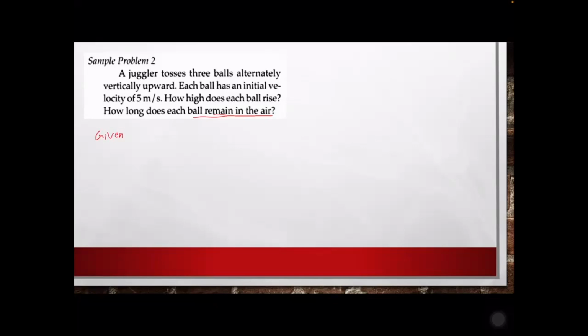What is 5 meter per second? Wala. Sige, nagpipigil na naman tayo. Ay, ano nga yung 5 meter per second? Nasa natin bilang.